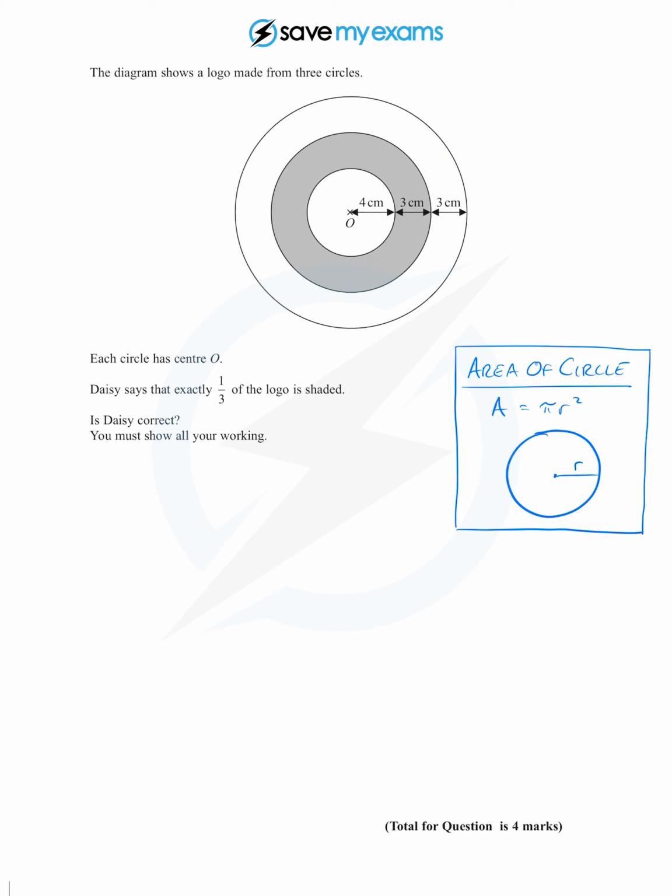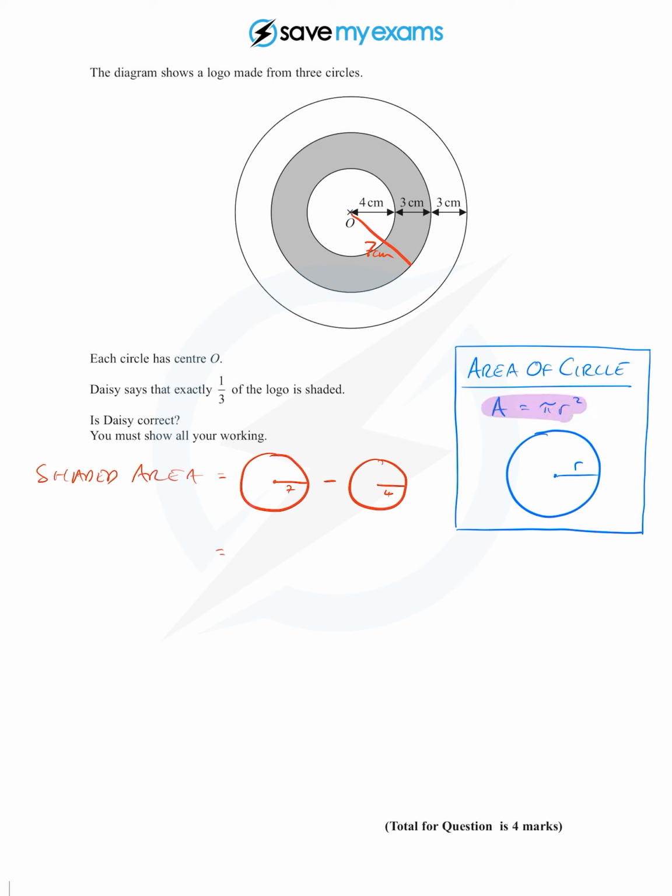Let's find the fraction that is shaded, which we will do by finding the shaded area and dividing it by the total area. So let's find that shaded area. The shaded area is the area of the medium-sized circle. How big is that medium-sized circle? Well, its radius is 4 plus 3, which is 7 centimetres, minus the inside circle, which has a radius of 4 centimetres.